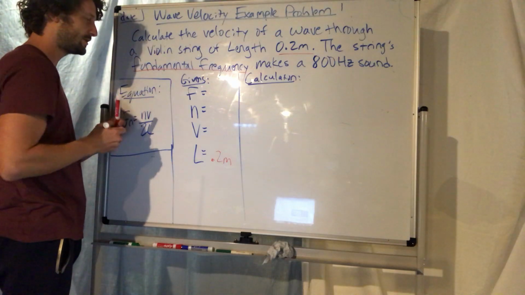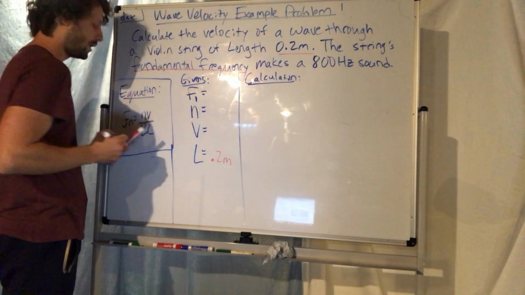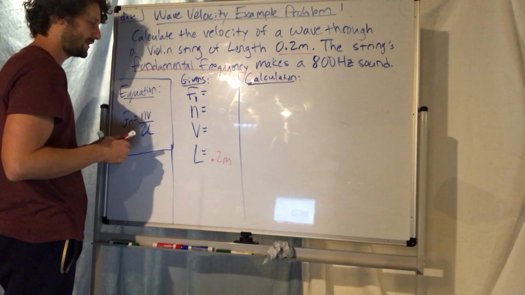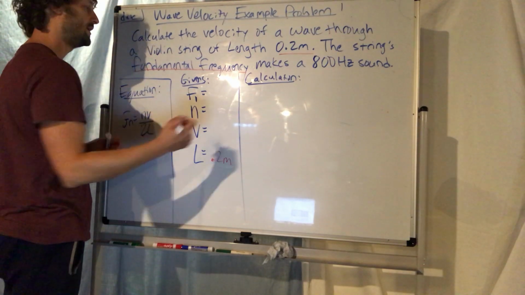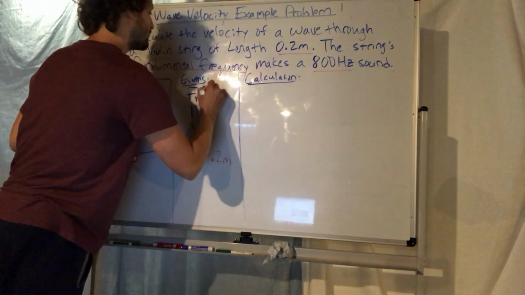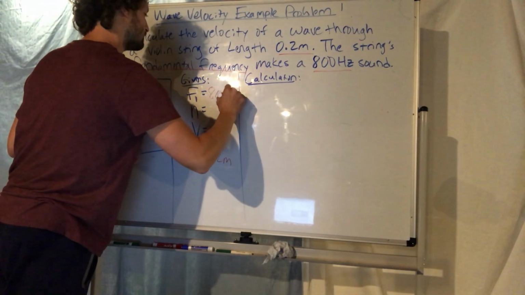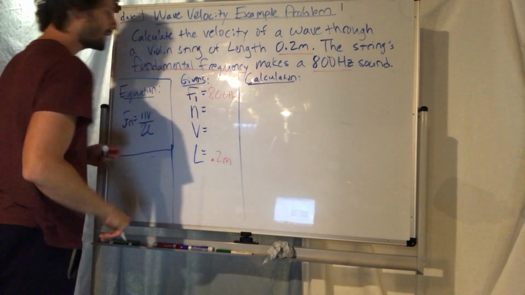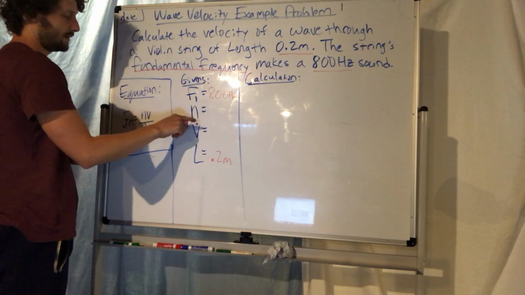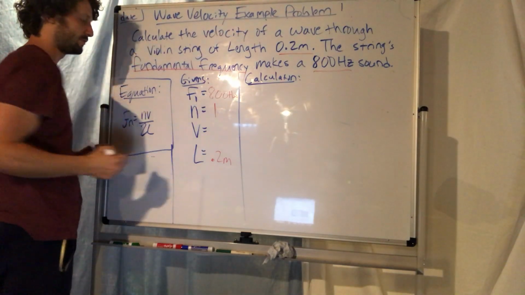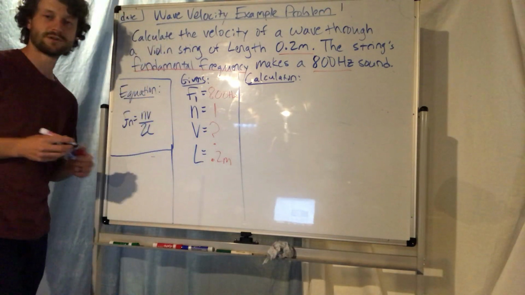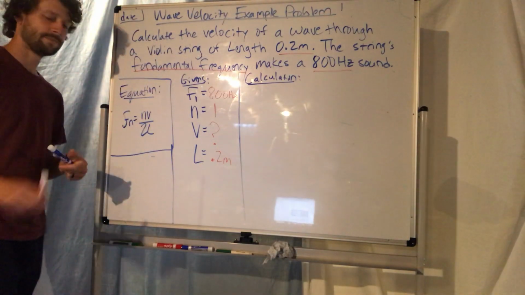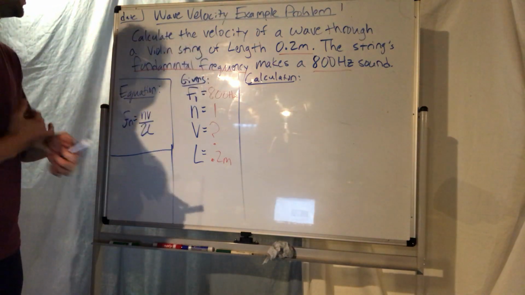So in our list, we're going to write down F1, put a 1 next to that F, meaning frequency for the first harmonic, is, it says, 800 hertz. And because we made it the first harmonic, we're going to write down n equals 1. And we're calculating wave velocity, so we can put a question mark next to the v. Now we can do our calculation.